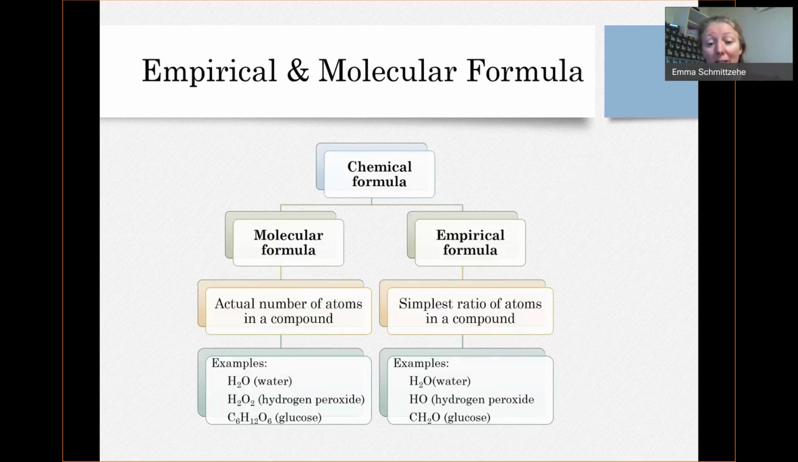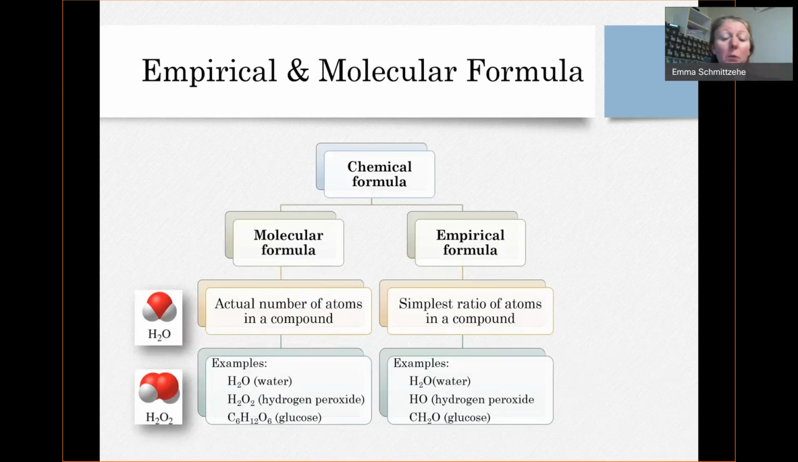So again, to reiterate, molecular formula is the actual number of atoms in a compound. So you actually have these individual molecules, and that is what they're made up of. So water is really 2 hydrogens for every 1 oxygen in every water molecule, okay? And hydrogen peroxide really has 2 hydrogens and 2 oxygens in each individual molecule, okay?